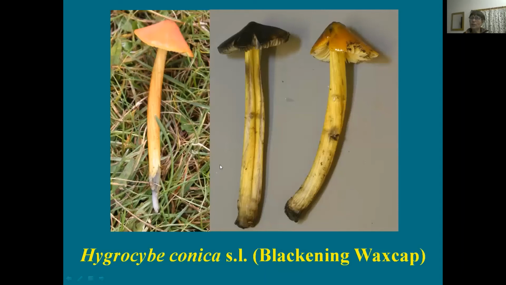Here's another one that changes color. This is the blackening waxcap, and it starts lovely orangey yellow colors, and as it ages or you touch it, it goes black. And this is one of the ones where DNA has shown us that there's not just one species, but actually 11 blackening waxcaps, hence s.l., which means sensu lato. So this is the blackening waxcap in the broad sense understanding of the concept.